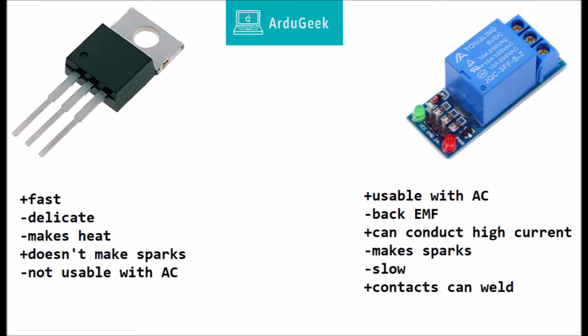But the MOSFETs can be powerful too. For example, 4 amps, 5 amps, there are some 10 amp MOSFETs. The relay makes sparks, so it can interfere with your electronics around. It is very, very slow. When you want to switch it on and off 1,000 times a second, it can weld. For example, if you are delivering enough power and you want to switch high DC with a relay, the contacts of the relay can weld. So mainly the biggest advantage of using MOSFET is that it is fast, and this is what we will take advantage of in this project.